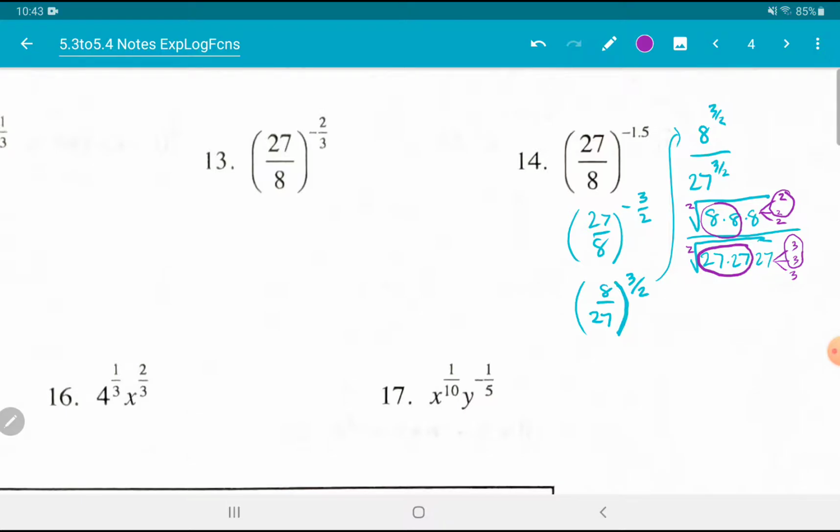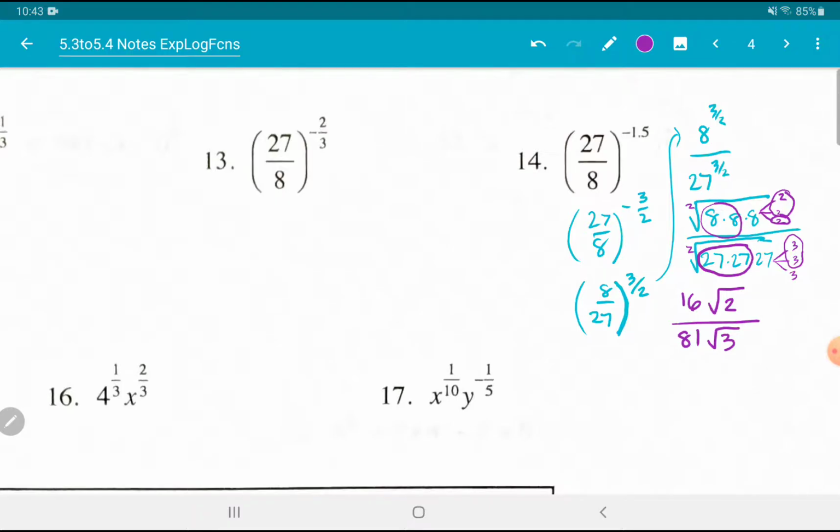So, as a final result, what we got here is we can take out 8, we can take out 2 from the top. That'll give us 8 times 2, or 16, square root of whatever's left over. What's left over? Just that solitary 2. Over, on the bottom, we have 27 times 3. 27 times 3 is going to give us 81. And then you have square root of 3.